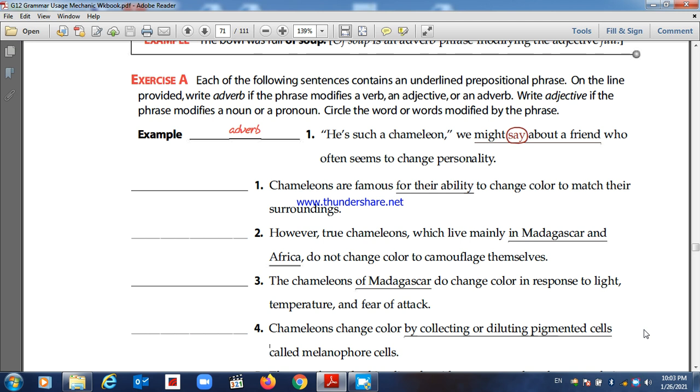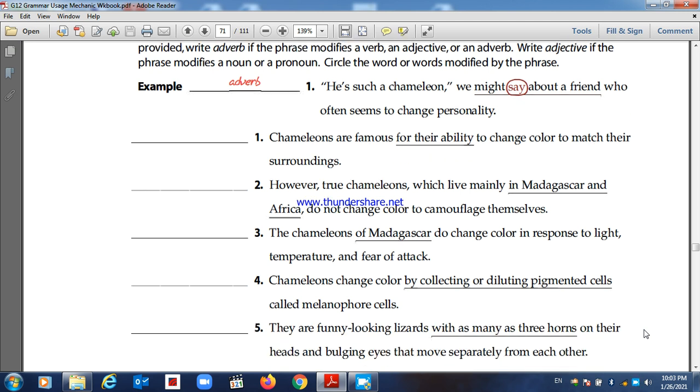What kind of chameleons am I modifying here, of Madagascar? So I'm modifying the word chameleons, and chameleons is a noun. So if I'm modifying a noun, then this prepositional phrase is an adjectival prepositional phrase. Number 3, adjectival prepositional phrase. Let's move to number 4.